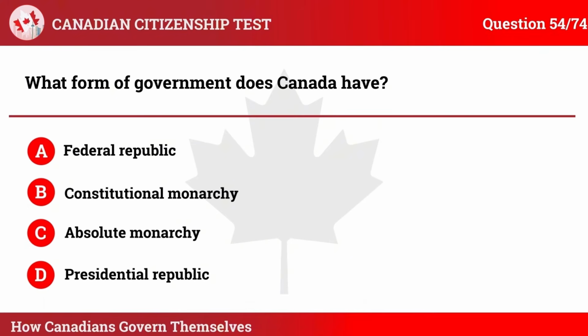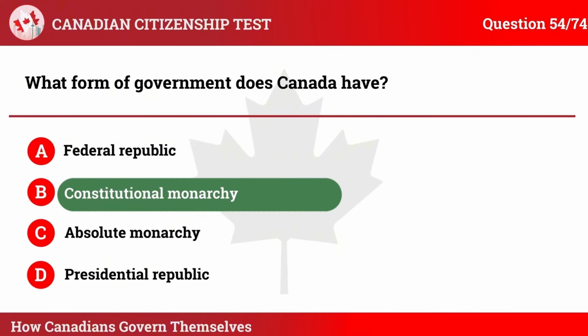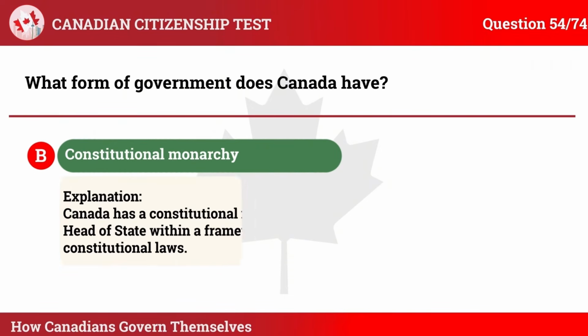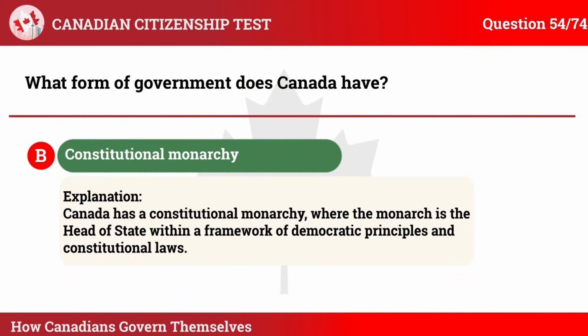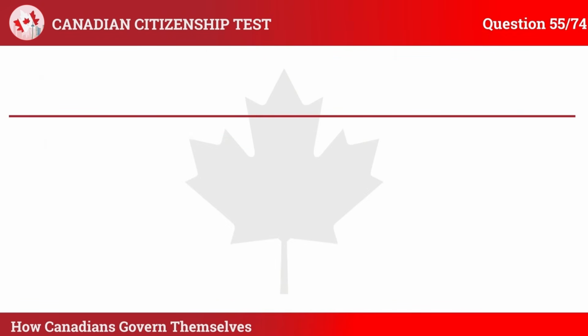The correct answer is B. Constitutional monarchy. Explanation: Canada has a constitutional monarchy, where the monarch is the head of state within a framework of democratic principles and constitutional laws.